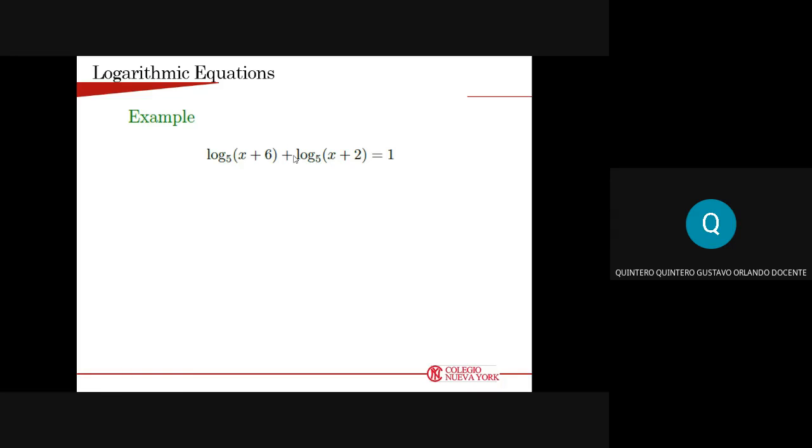Man, what do we do? If we only had one logarithm here, then we can simply pass it to the other side as a power. But in this case, we have 2 logarithms. What do we do? Any ideas? In the chat, please tell me. Can you think of any possible solutions from here?